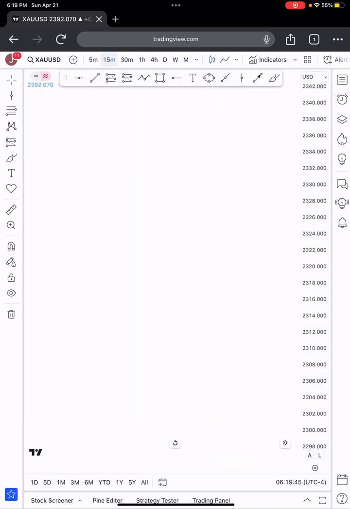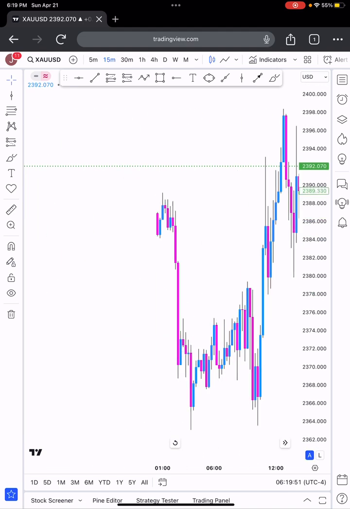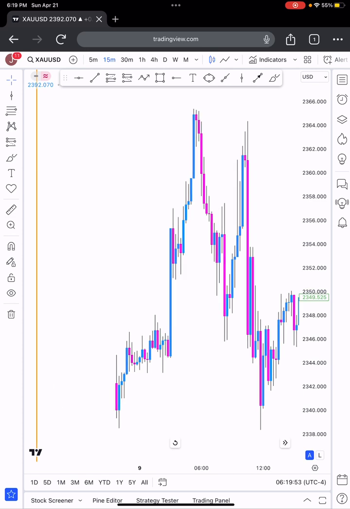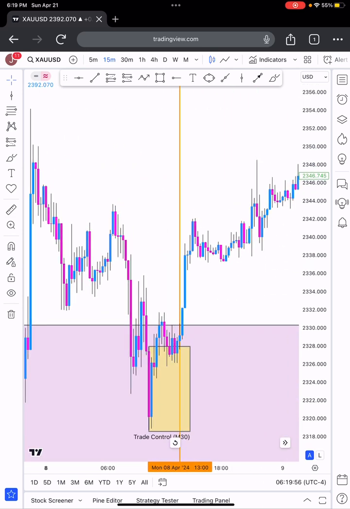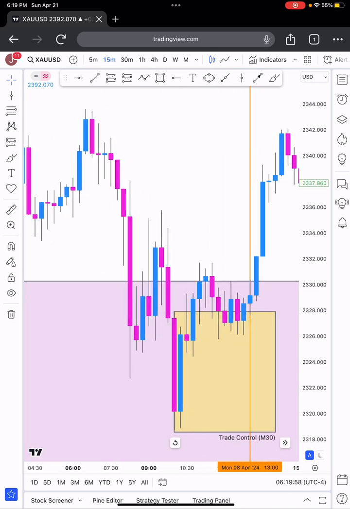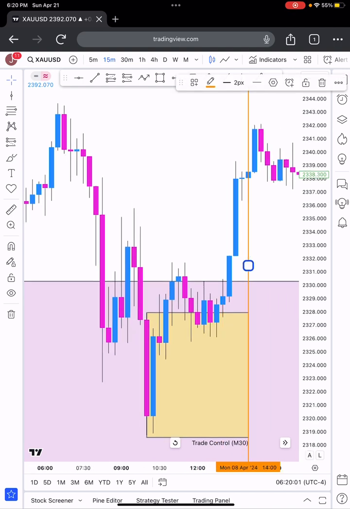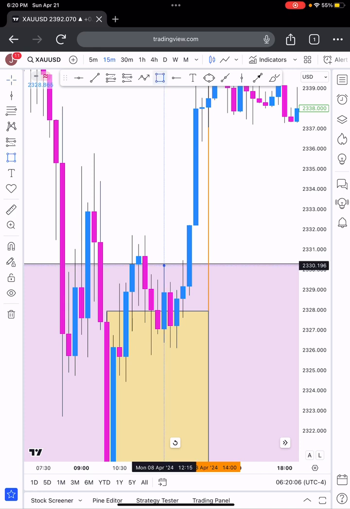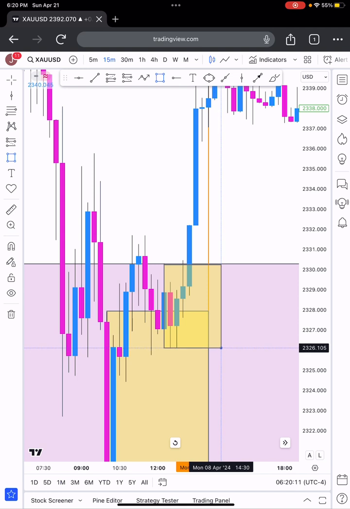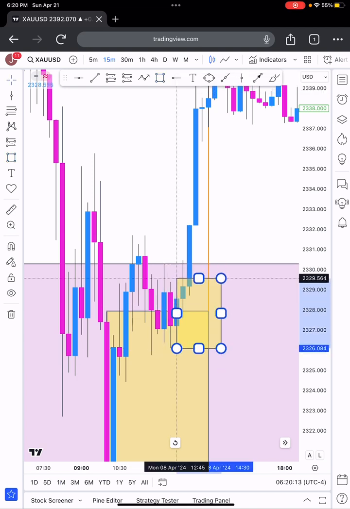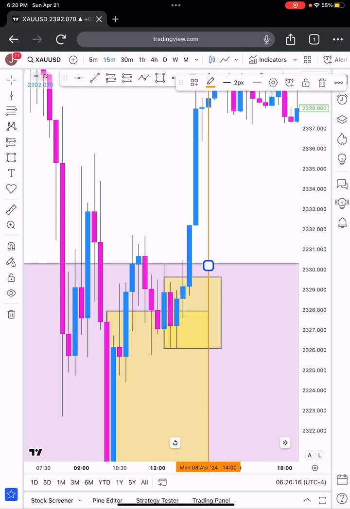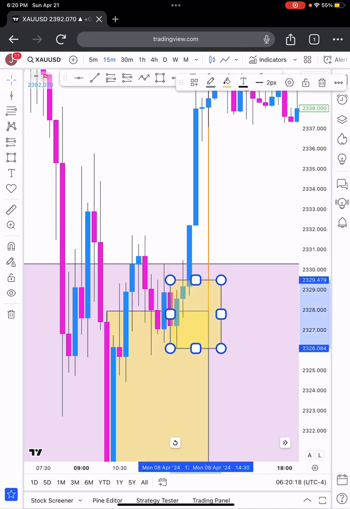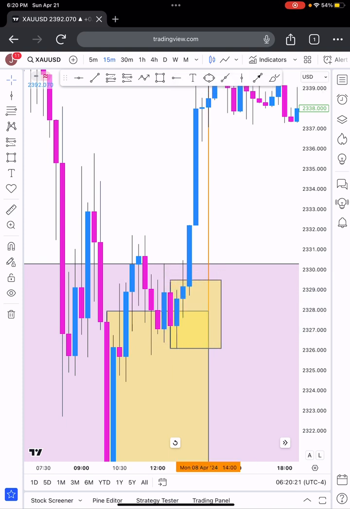Okay, so let me first go to M15, zoom this in so I can see if there's anything there. Yep, obviously there's a confirmation entry here. It's this one right here. But you might have missed this because price had already engulfed and broke out and just kept going, right?